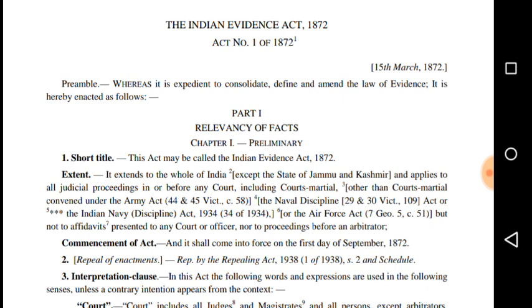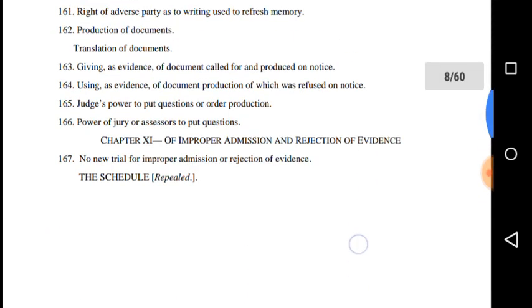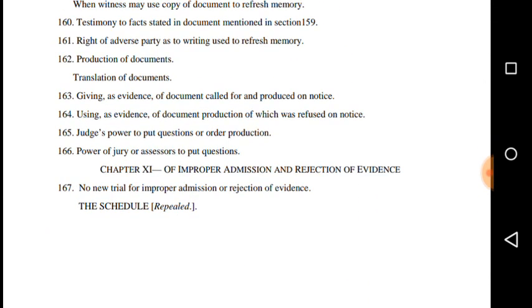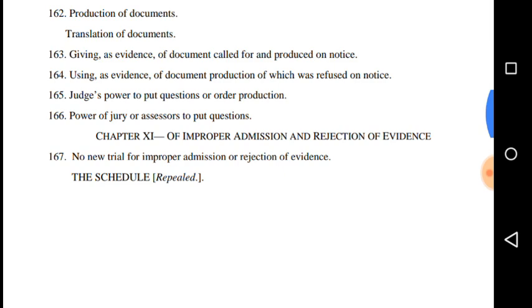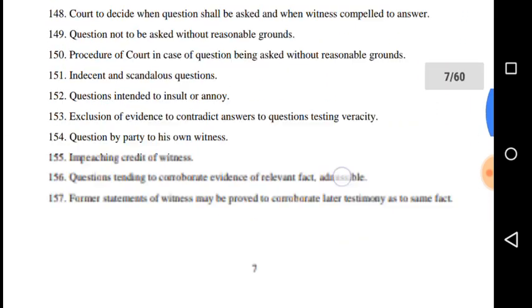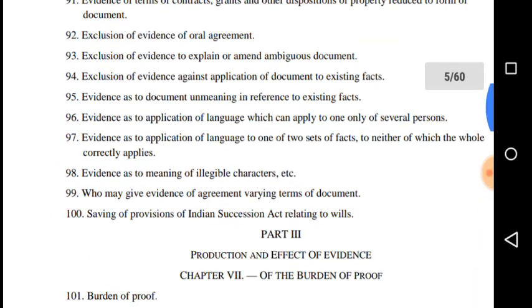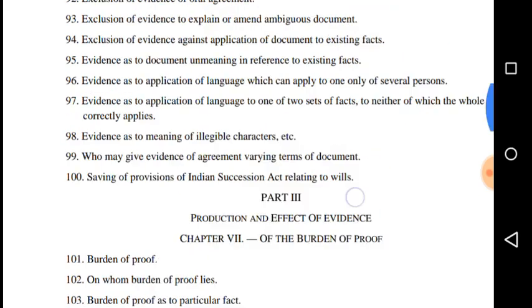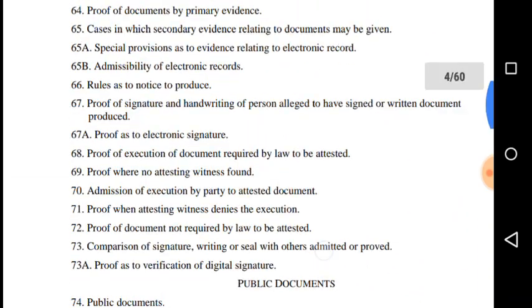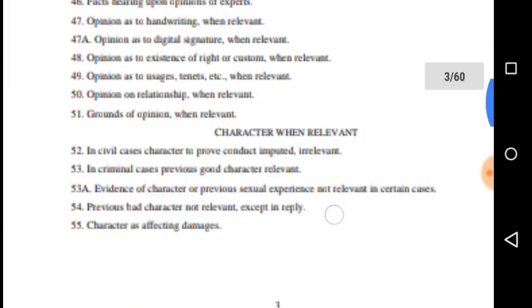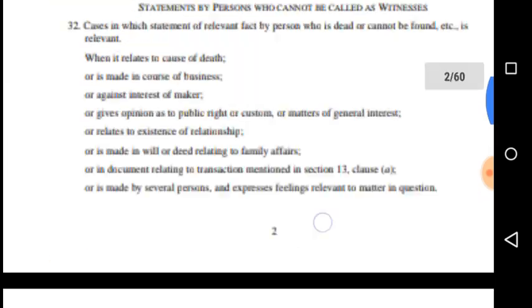First of all, we need to know the structure of the Indian Evidence Act. Here we can see it has a total of 167 sections, one schedule that was already repealed, so at present there is no schedule in this act, and 11 chapters. I think it has 3 parts. First of all, we're going to read part 1, that is chapters 1 and 2, I think.